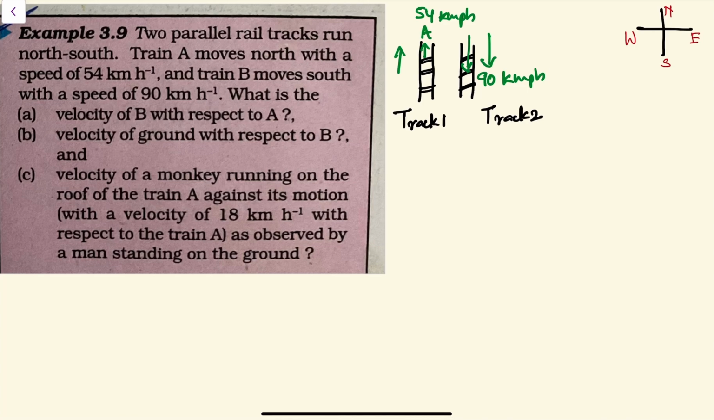What is the velocity of B with respect to A? First, we shall understand the velocity of A is 54 kmph. We will convert 54 into 5 by 18, which is 15 meters per second. Right.